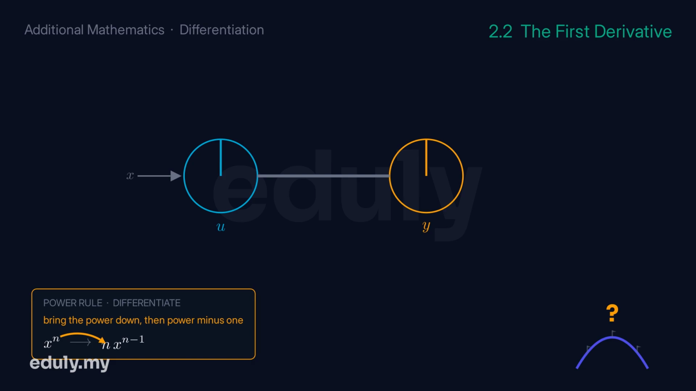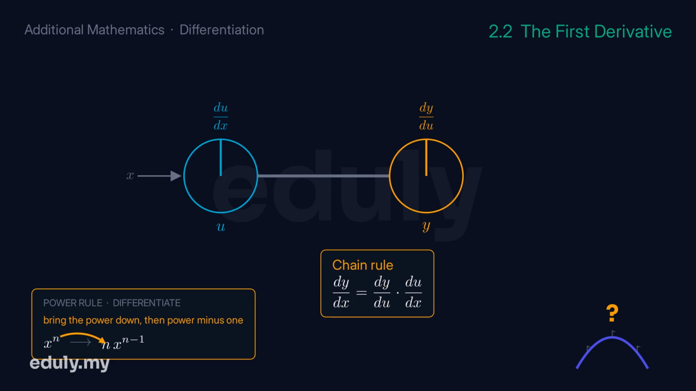You've met this shape before. One function feeding its output into another, like f of g of x. Each machine has its own turning rate. Forget to include the inner machine's rate, and it's like the belt fell off. You've lost part of the answer. That's the chain rule. dy by du times du by dx.